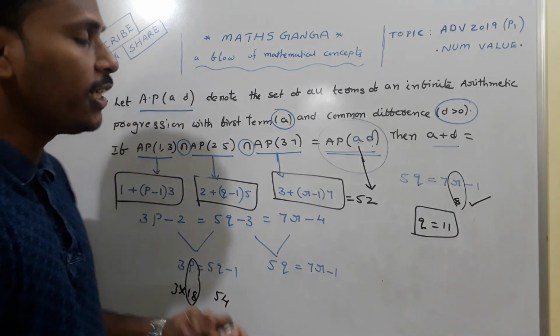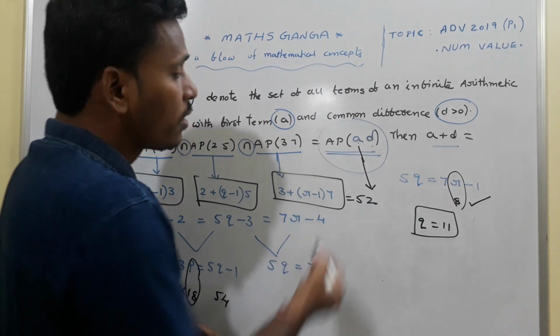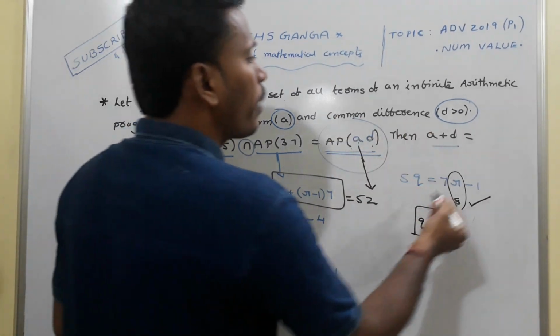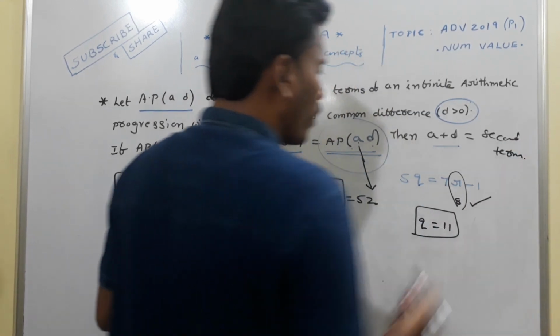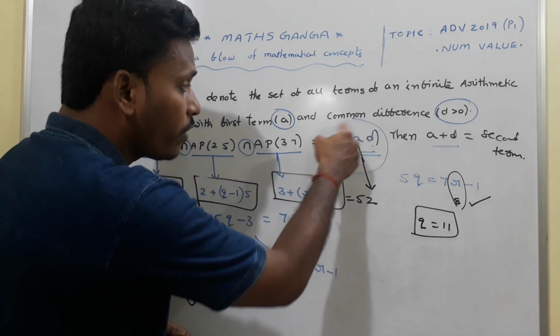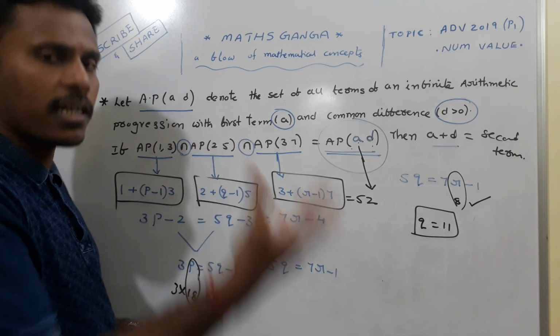Now what about the d? What about the common difference? Actually they ask us to calculate a plus d. Since it's an arithmetic progression with first term a and common difference d, this a plus d is nothing but the second term in general. So now what I need to find out: the first term of this newly formed arithmetic progression is 52, I need to find the second term also.